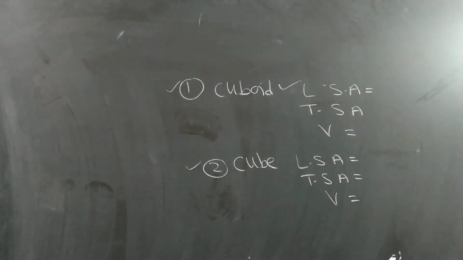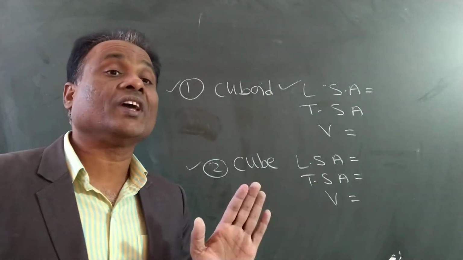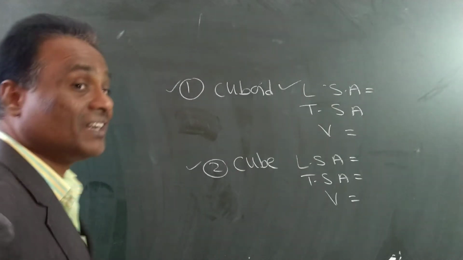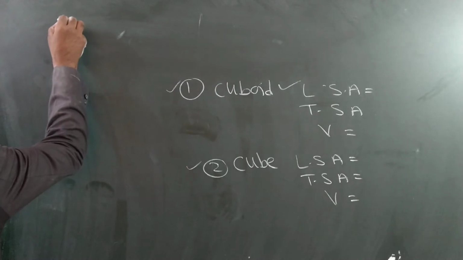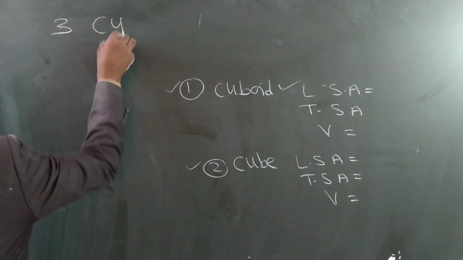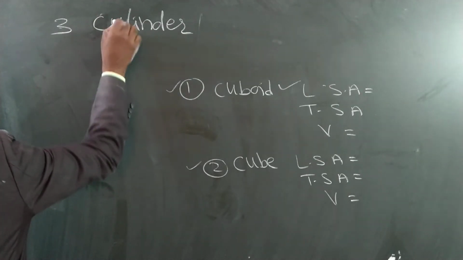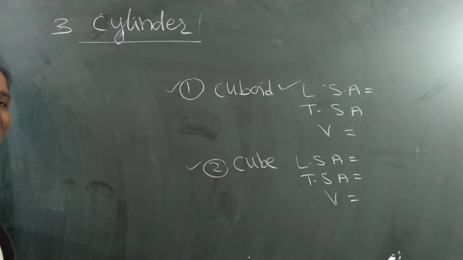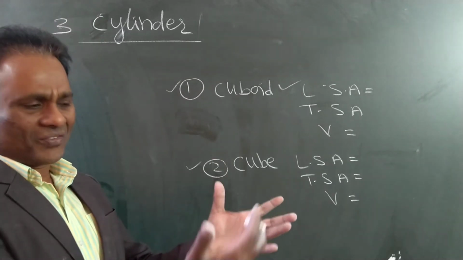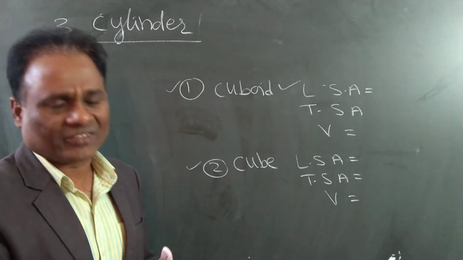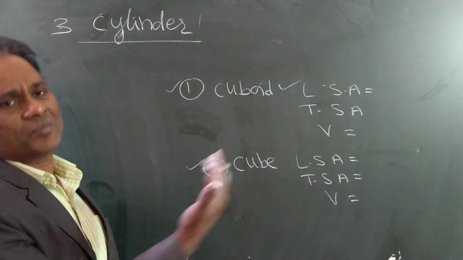Okay. So now, after knowing the cuboid and cube, we are going to study another figure, that is the cylinder. This is also not a new word to you. You already know the cylinder. We use cylinders in our houses also: gas cylinder, oxygen cylinder. Cylinder means round in shape.